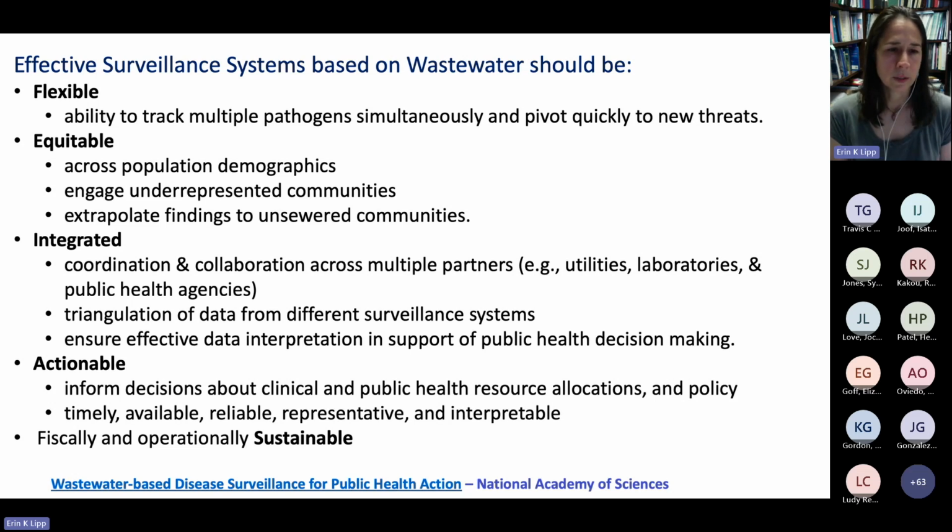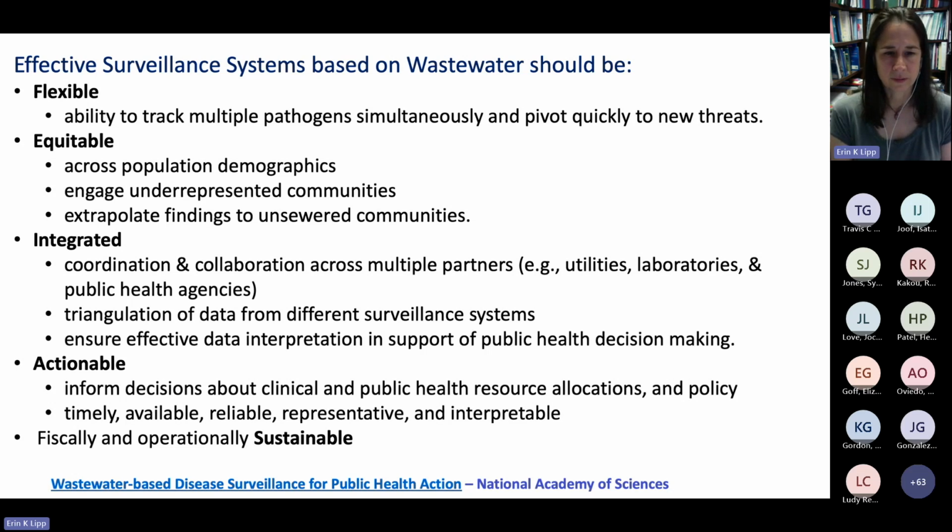Integration. So there should be coordination and collaboration across multiple partners. This is with the utilities that are collecting the samples or working on the wastewater treatment plant itself, the laboratories that are doing the processing, and then the public health agencies that actually need to do something with those data. You need to triangulate data from different surveillance systems. So that goes back to one of the slides about how these things need to work together to be effective. It can't just be wastewater on its own.